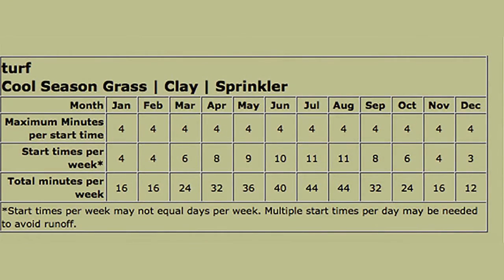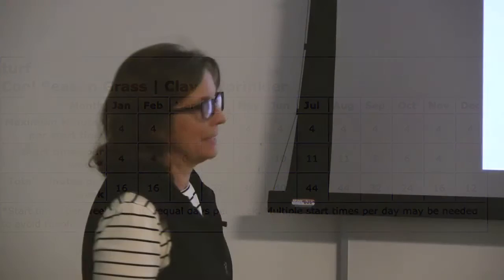Now, what that means is certain months of the year, you're going to have more start times. So when we have a week where, maybe in the summer, June and July, we need 10 or 11 start times a week, that is a total of 40 minutes. In an individual day, we can run it for 4 minutes, stop, and half an hour to an hour later, do 4 minutes again after that first 4 minutes has soaked in, so that we're not putting all 40 minutes down 10 or even 20 minutes at a time. That would be ridiculous for this type of sprinkler.